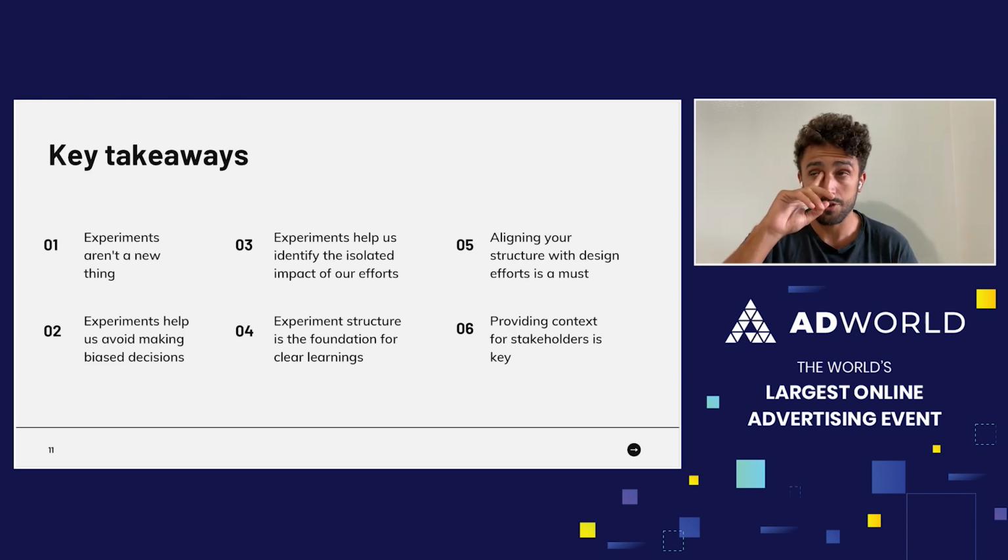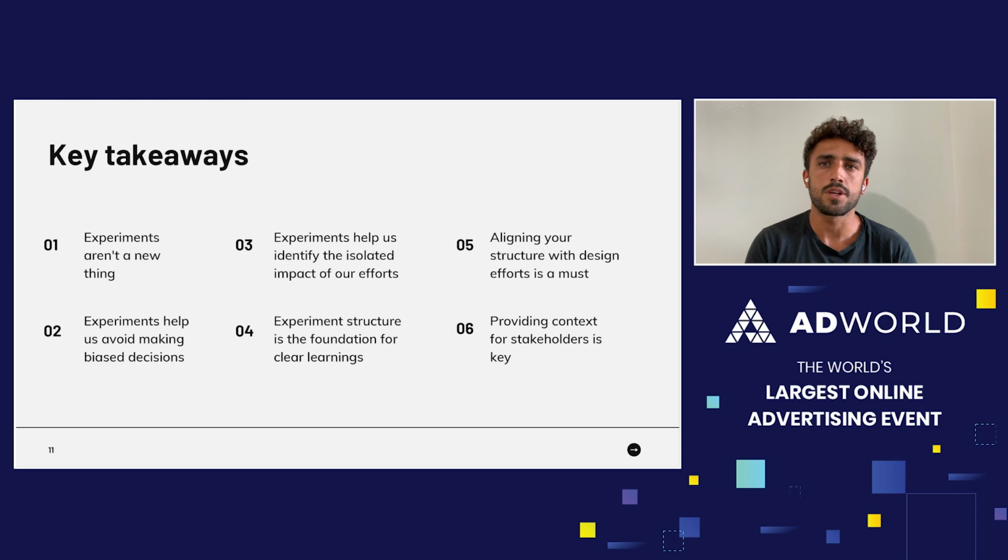So I wanted to give a quick rundown of key takeaways. First, experiments aren't new. They have been here for a while. Nowadays we see people talking more about them because access to data is much easier, and the ability to run these experiments is much easier. Experiments help us avoid making biased decisions. We know we get very attached to our own ideas, but we have to make sure these ideas prove to make an impact.